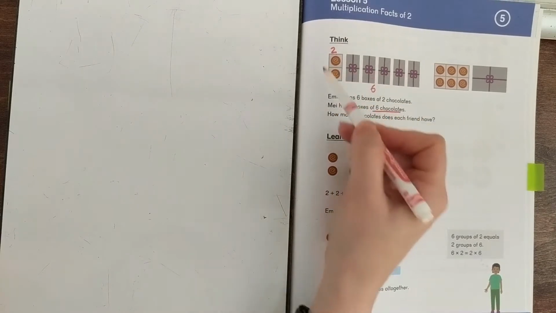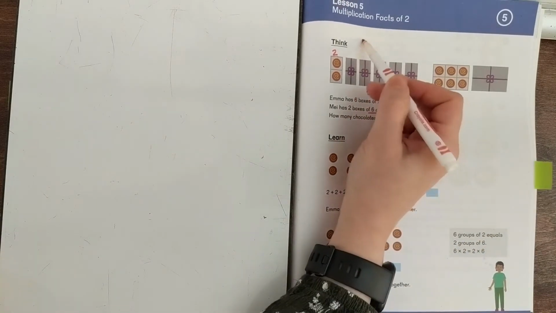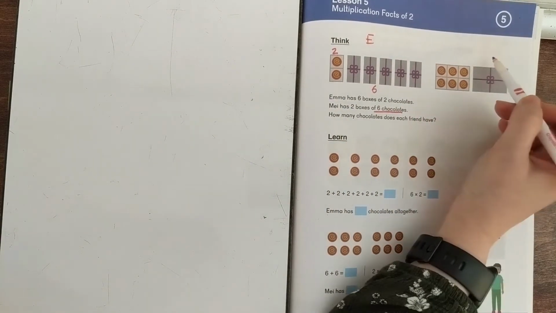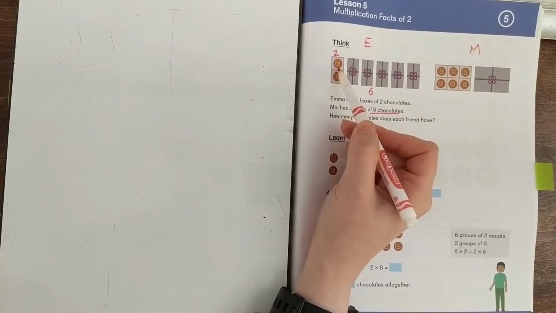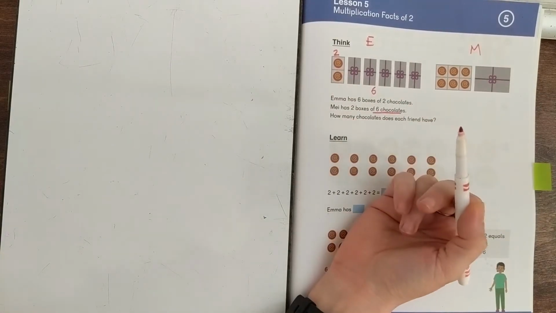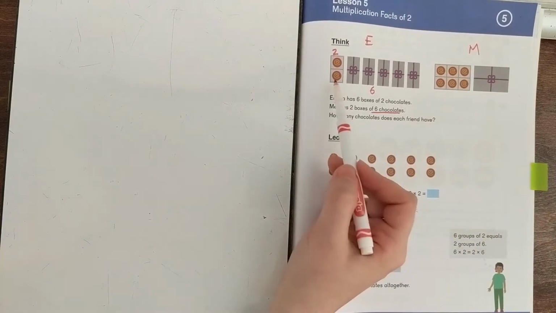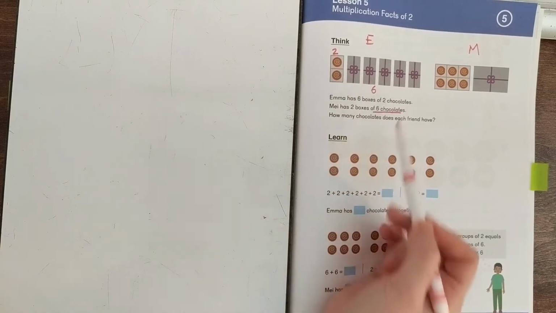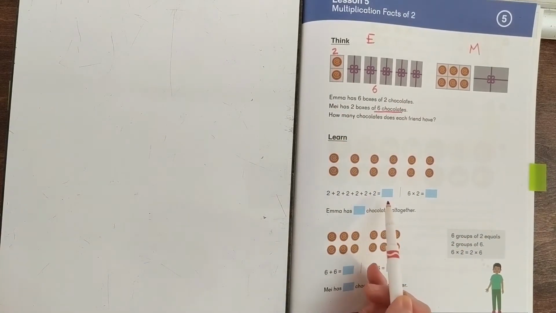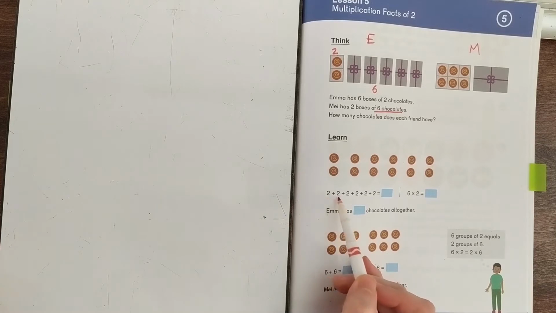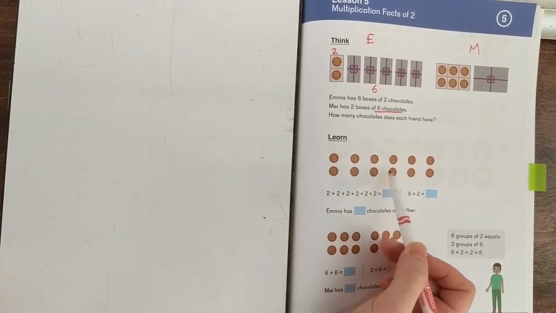How many chocolates does Emma have? This is Emma. I'll put E, and M for May. What is our multiplication equation that we could write? Instead of adding them by saying 2 plus 2 plus 2, which is what they did here for us, 2 plus 2 plus 2 plus 2 plus 2 plus 2 equals 2, 4, 6, 8, 10, 12.